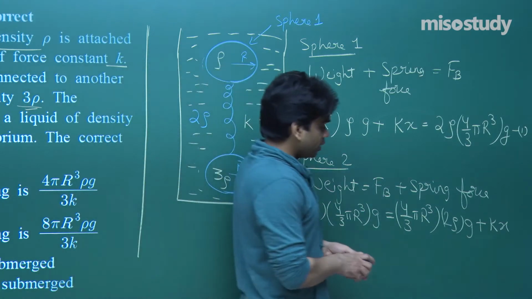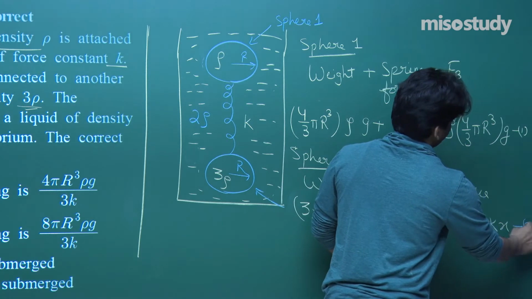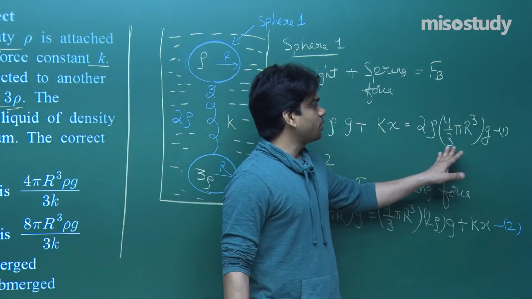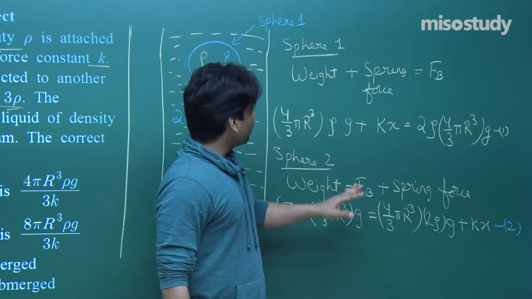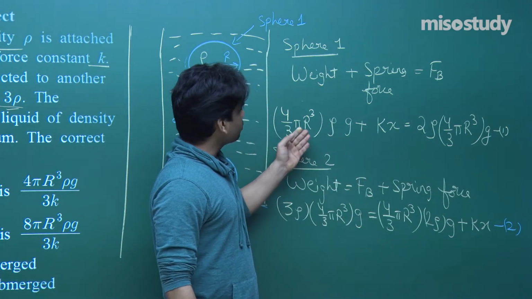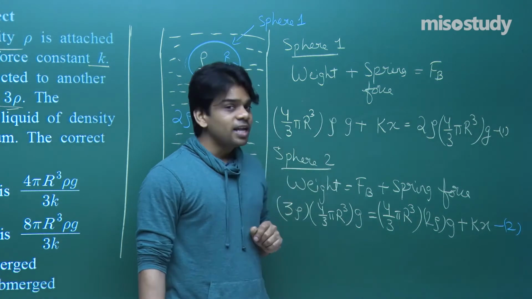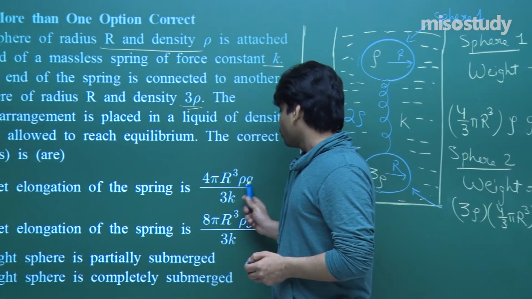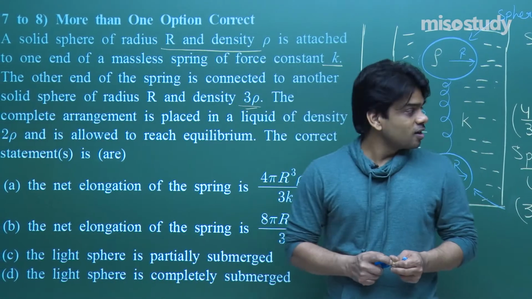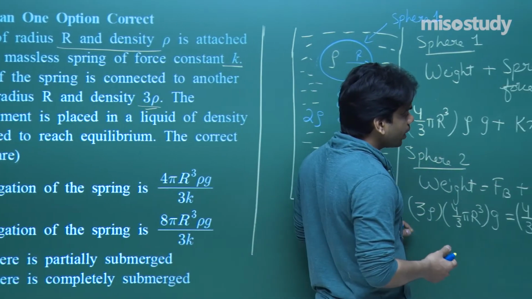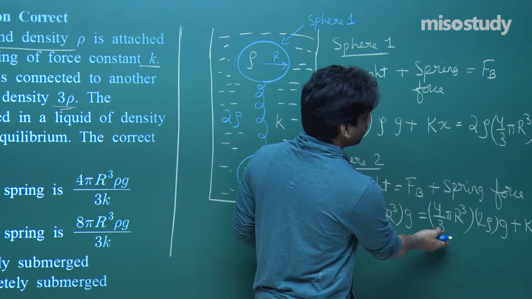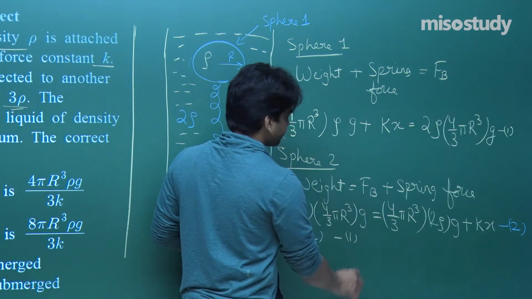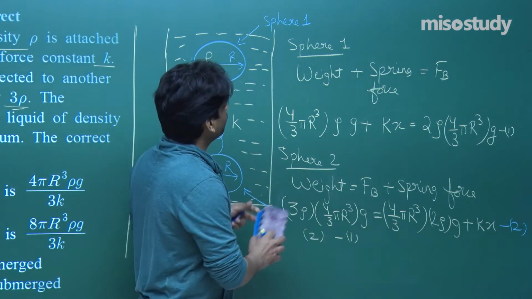First of all, equation number 1 and 2, if you compare and if you try to remove this portion 4 by 3 pi r cube 2 rho g, and here you are having 4 by 3 pi r cube 2 rho g, and since we want the value of x, the value of x will be obtained in terms of r, rho and g. Let's see in what terms x value is given. It's given in terms of r, rho, g and k. So you see here what I am going to do, I am going to subtract equation number 1 from equation number 2. So 2 minus 1, if you do.